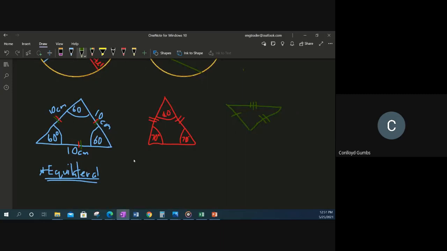Next thing to understand about triangles, so I could write down this, isosceles, and then here would be a scalene.